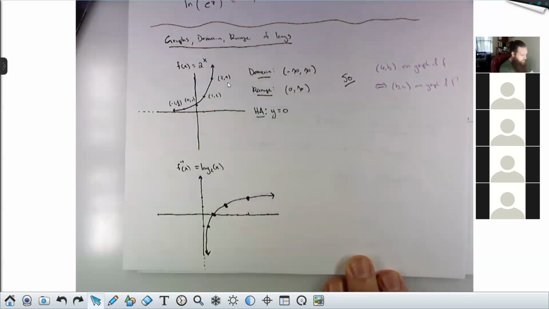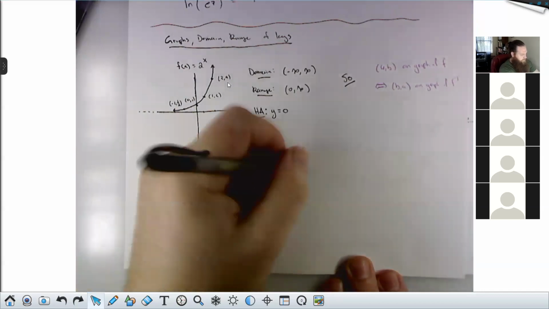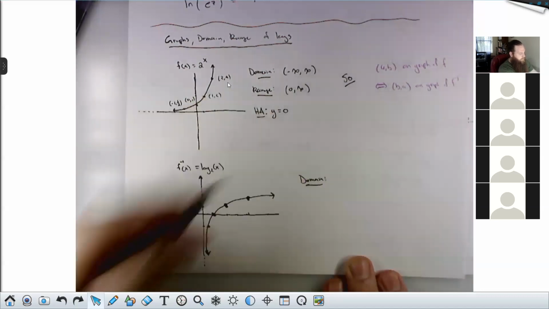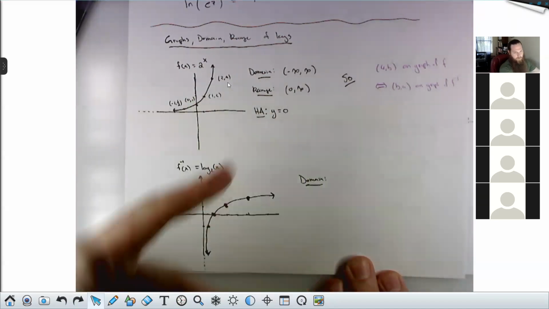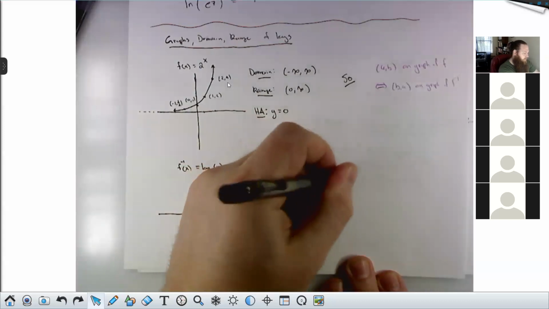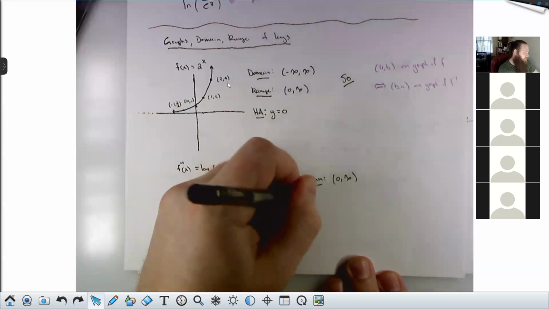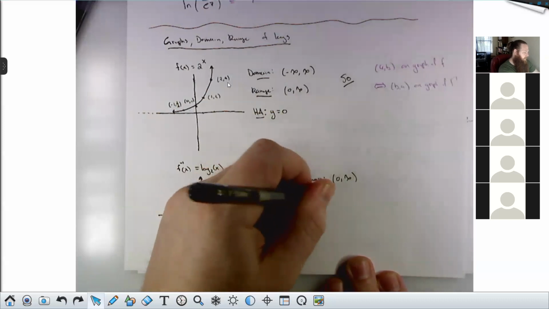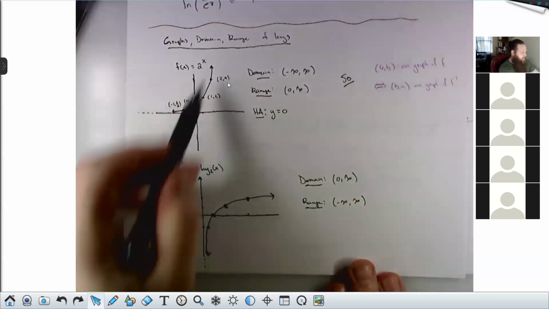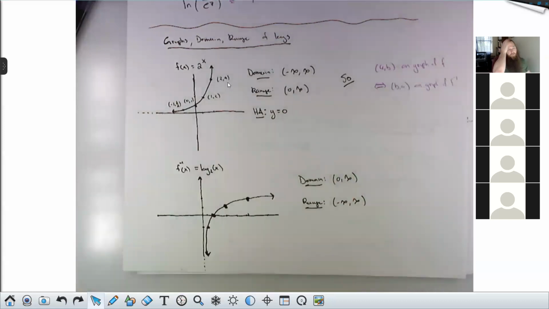Other fun stuff, domains and ranges switch. The domain of this function, if you smush everything down onto the x-axis, it's the range of the original. And the range of this new function is the domain of the original. Because all the x coordinates from the original are y coordinates on the new one. All the y coordinates on the original are x coordinates on the new one.